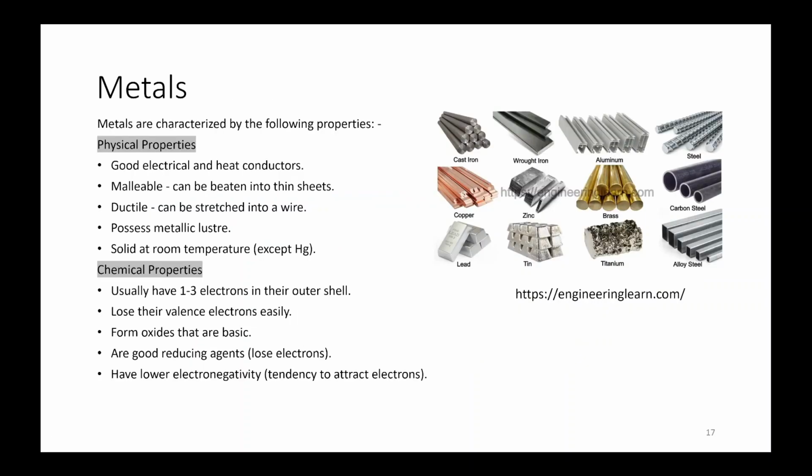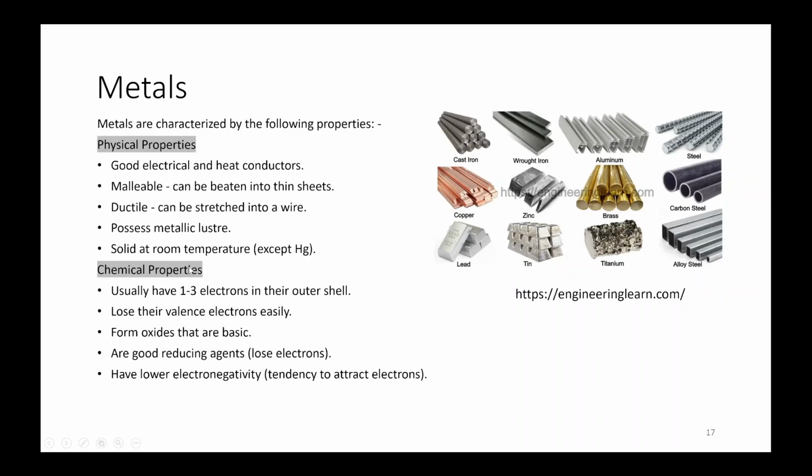Now firstly we'll be going through metals. So metals are characterized by the following properties. In case of physical properties, they are good electrical and heat conductors, and they show good malleability, which is the ability of a material to be beaten into thin sheets. These can be ductile, so they can be drawn into thin wires, and they possess metallic luster. The luster can be seen in all these metals. Now these are solid at room temperature except mercury.